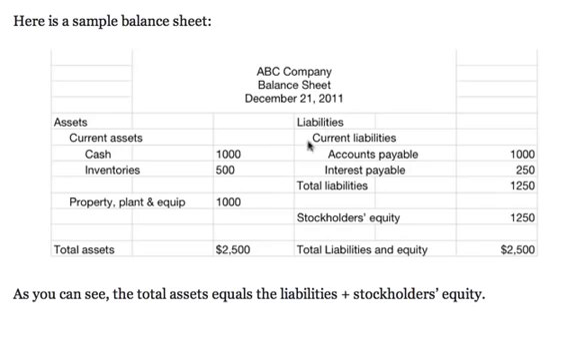And then if you look at liabilities, current liabilities include accounts payable and interest payable. Total liabilities equal $1,250. And then stockholders' equity is $1,250 as well. If you add those two numbers together, you would get $2,500, and you'll see that total assets of $2,500 equals the liabilities and the stockholders' equity. Total liabilities and equity put together equal $2,500, so they equal each other. Assets equals liabilities plus owner's equity.